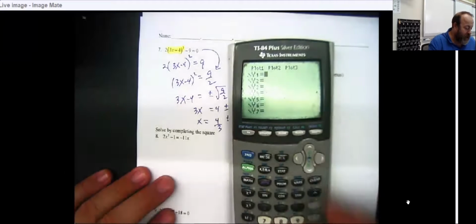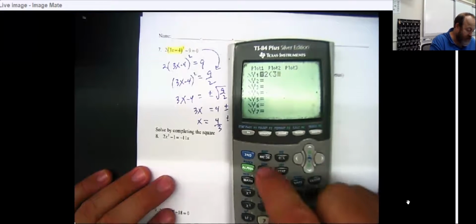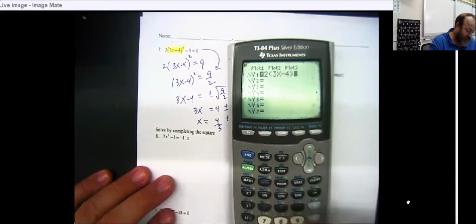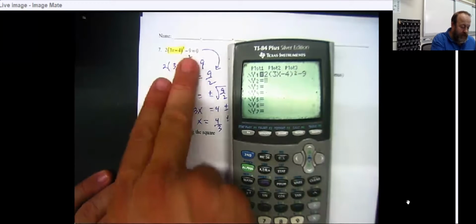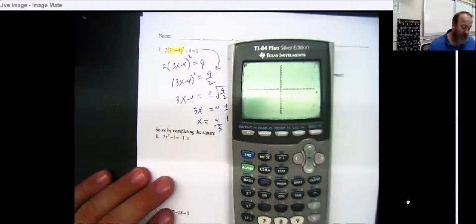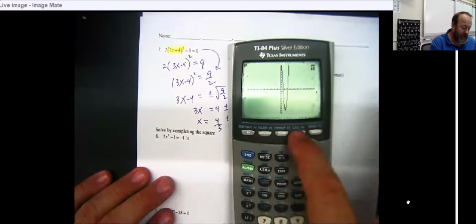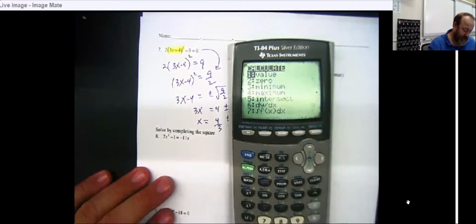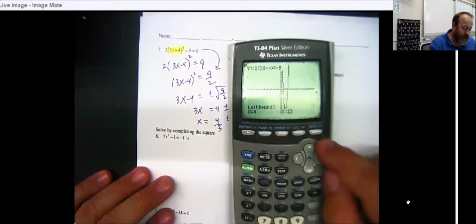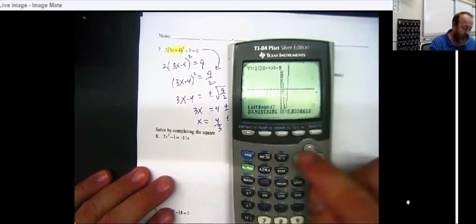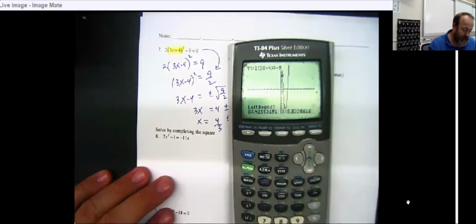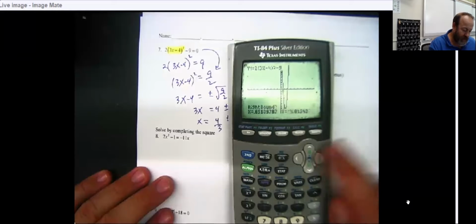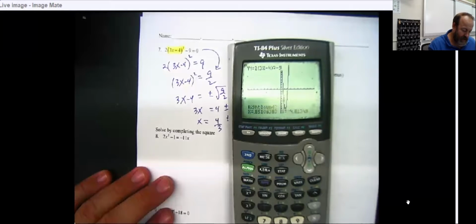So again, I'm going to do 2 parentheses 3x minus 4 squared minus 9. And because it's set equal to 0, I'm just going to go ahead and go for it, because the calculator has this feature that I can calculate the zero. Number 2. Now, we went over this in class, but what we want to do is move to the left side of one of the zeros, which if I go right here, I'm just to the left, and if I move over a little bit, I'm to the right, and I hit enter twice.